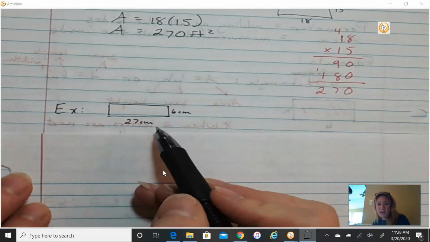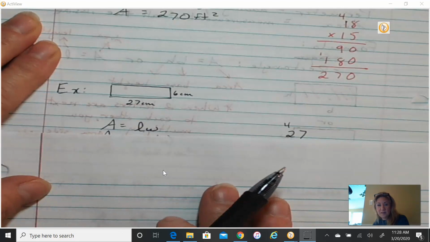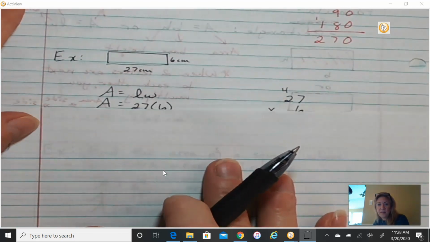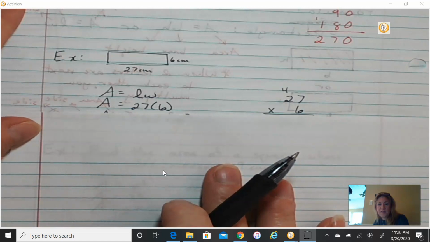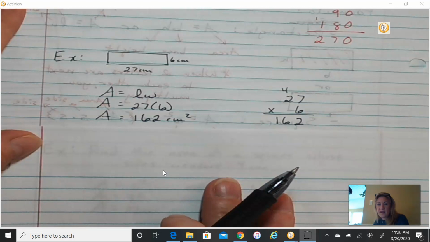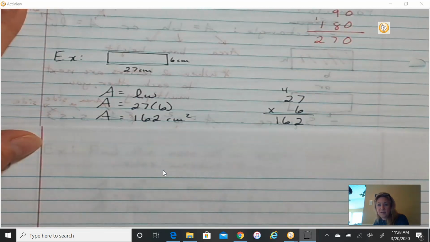They give you a drawing and say to find the area. It's easy. The formula is length times width. So you're doing 27 times 6. I worked it out for you right there, and there's your answer. Don't forget 162 centimeters squared.